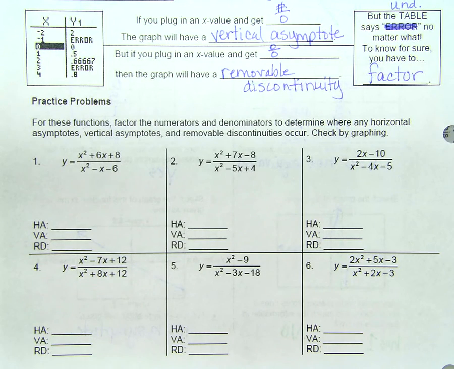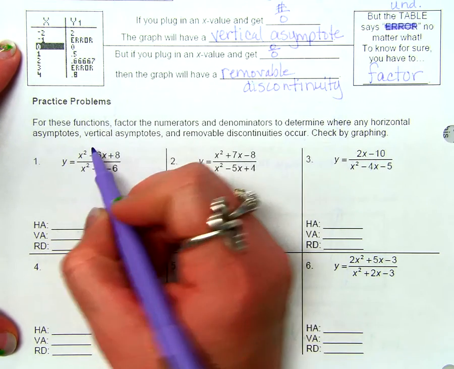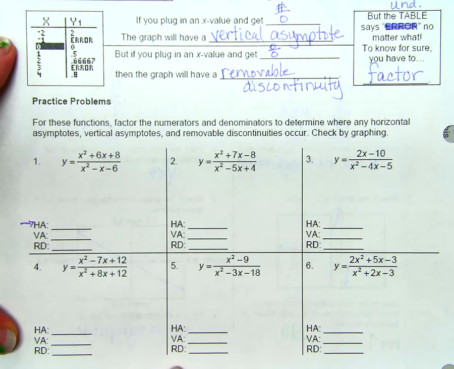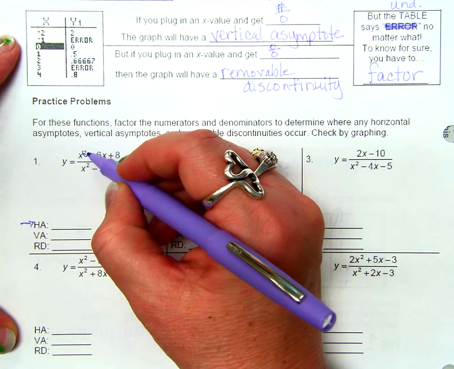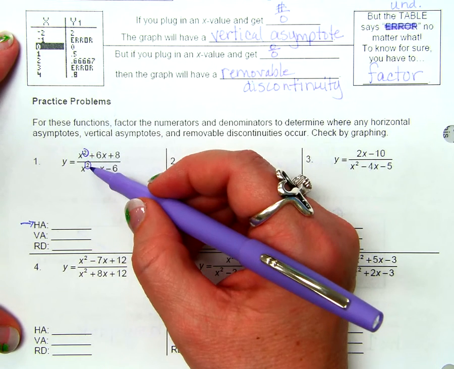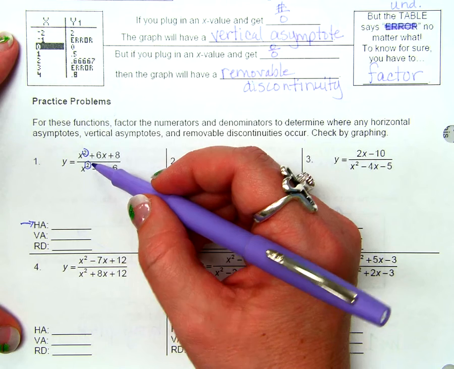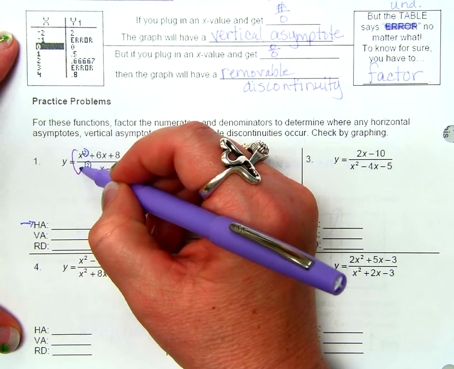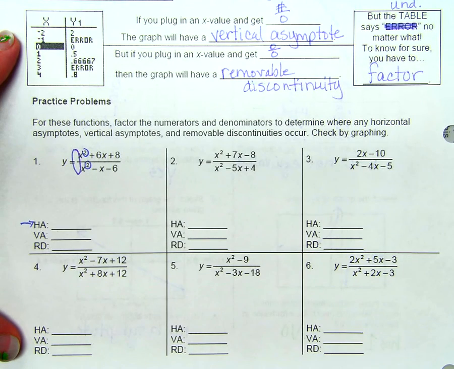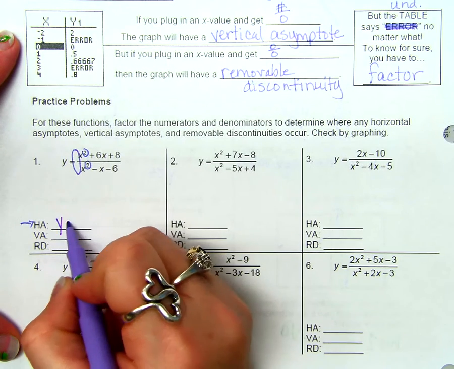You ready? I'm not going to factor the numerator yet, because I actually want to find my horizontal asymptotes first, if there's any. How do we find our horizontal asymptotes? We look to see the degrees. Those are both 2, so they are the same. When they're the same, we look at the numbers in the front. What are the numbers in the front? 1 and 1. So y equals 1.